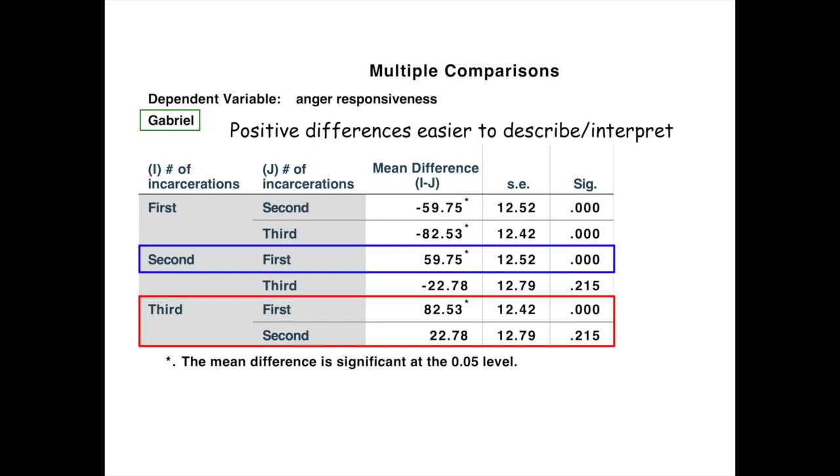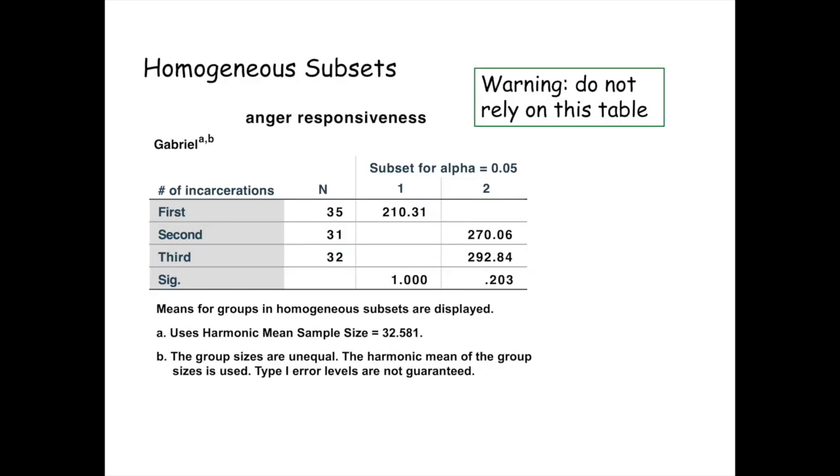There is a significant difference in mean anger responsiveness between those incarcerated for the first time and the other two groups, with higher means for those incarcerated more than once. There is no significant mean difference between those incarcerated for the second or third time.